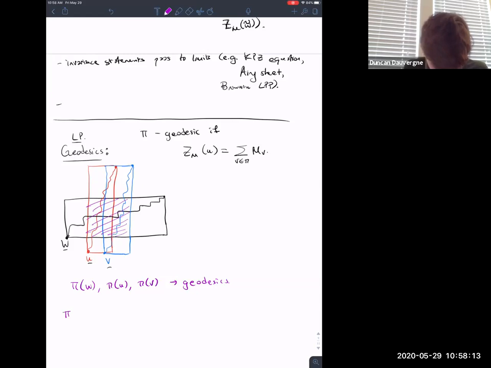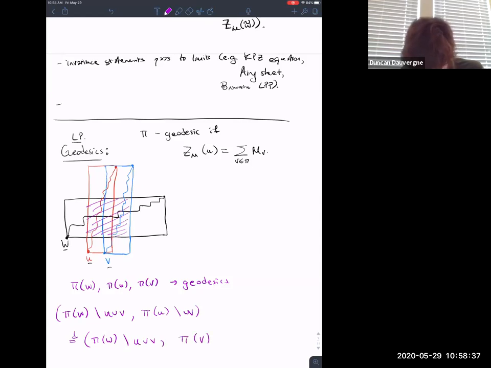Then if I look at the part of pi of W that doesn't hit the two boxes U and V, and I look at the part of, say, pi of U that doesn't hit the box W, then this is equal in distribution to the part of pi of W that doesn't hit U and V, and the part of pi of V that doesn't hit W.